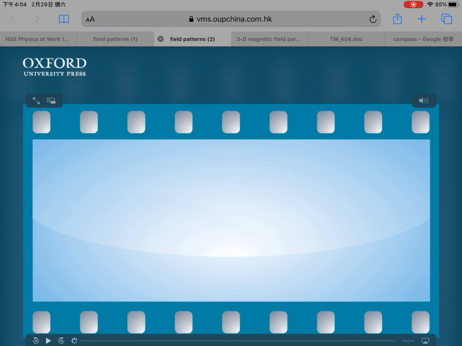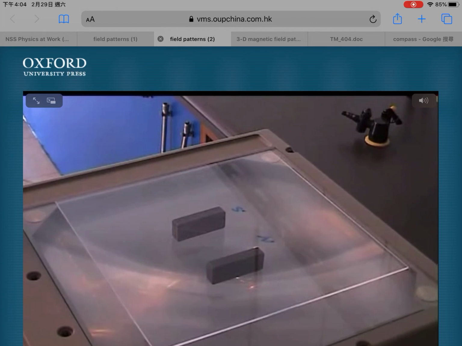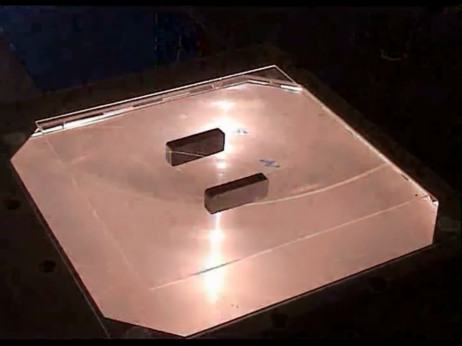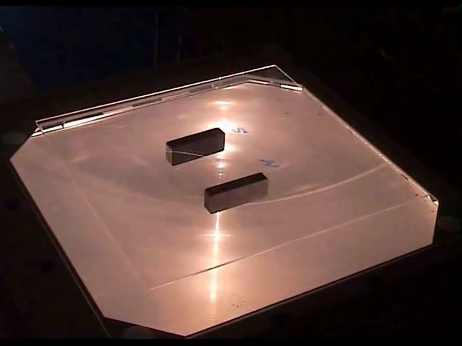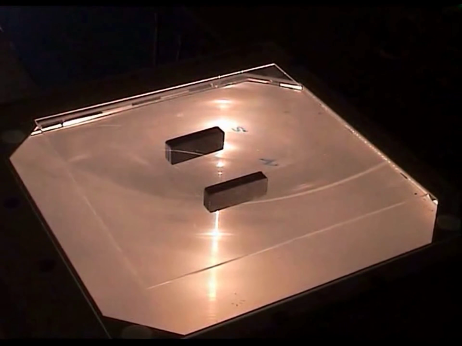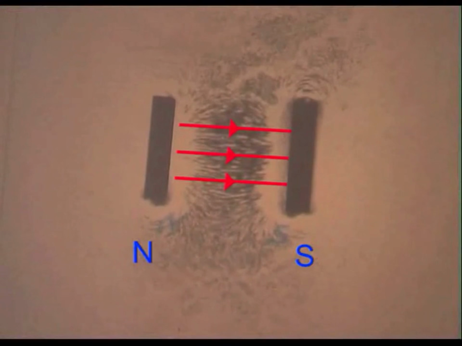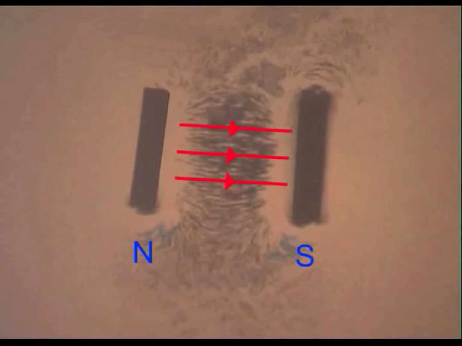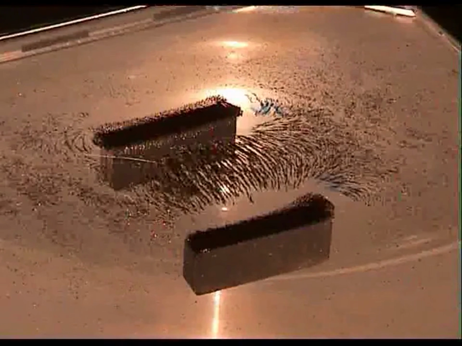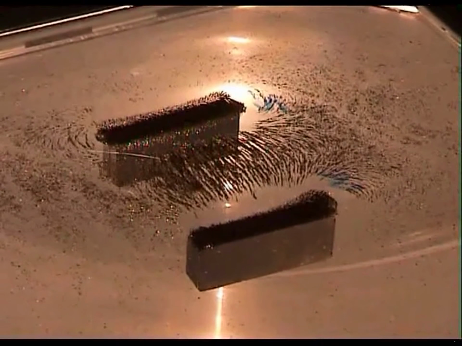Second experiment. Place two slab-shaped magnets with unlike poles facing each other. Place a perspex board on top. Sprinkle iron filings onto the board and tap gently to produce a pattern. So we can see the magnetic field pattern again.